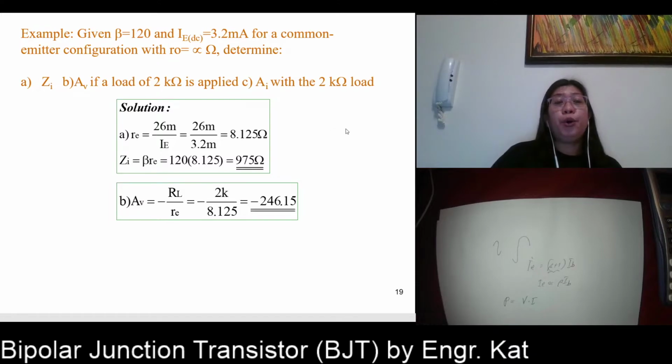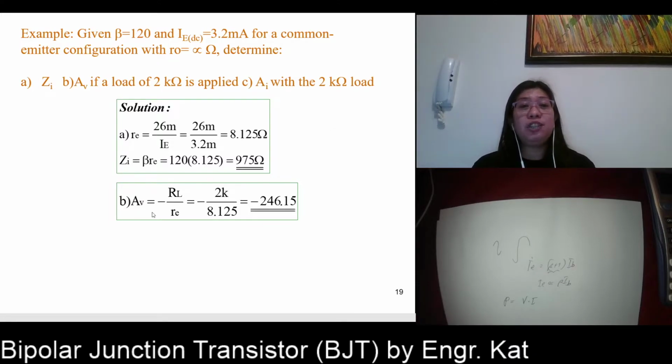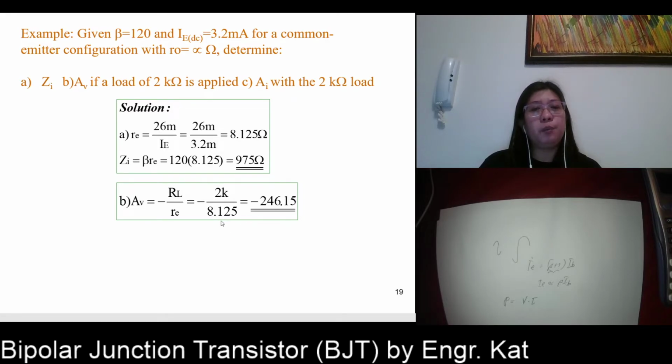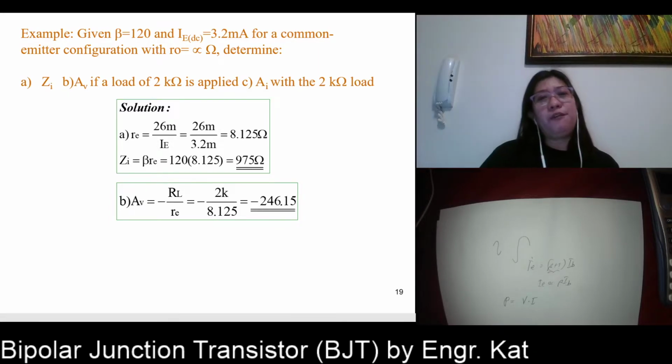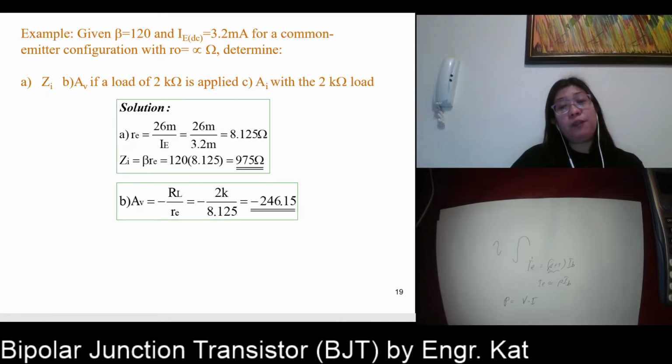Okay, so voltage gain is negative RL divided by RE. So we will be using RE only and not your beta RE. So that is negative 2 kilo ohms divided by 8.125. So that is negative 246.15. So your input was amplified by 246.15 times.